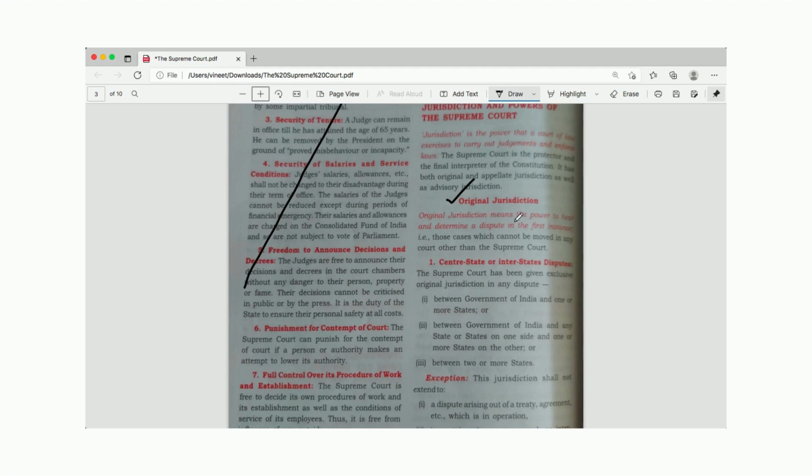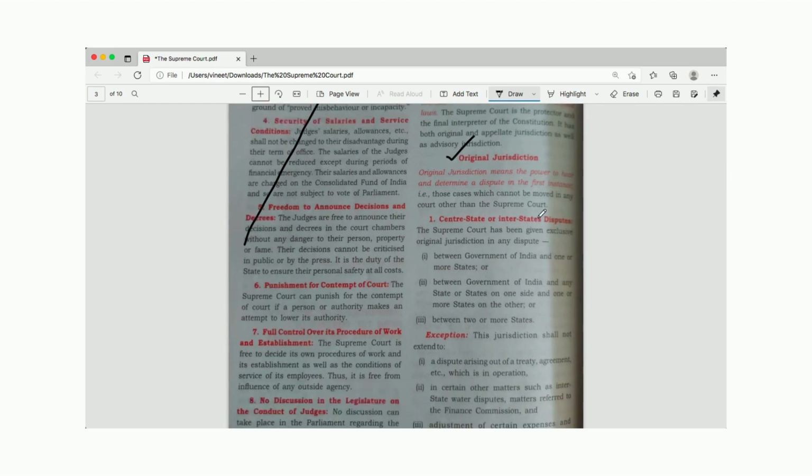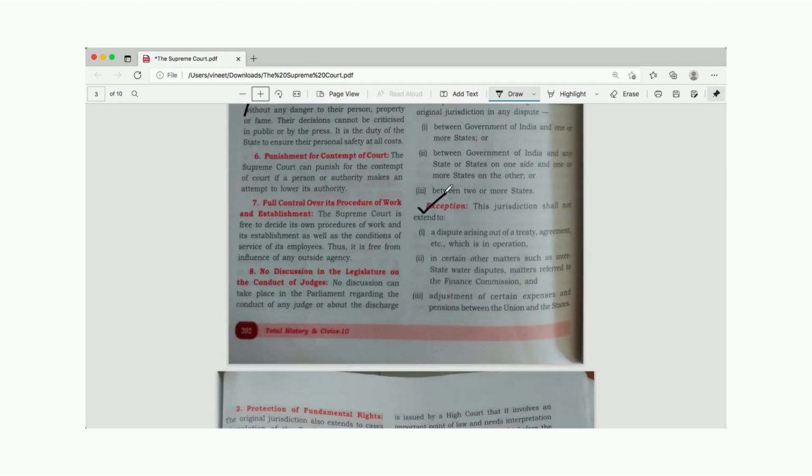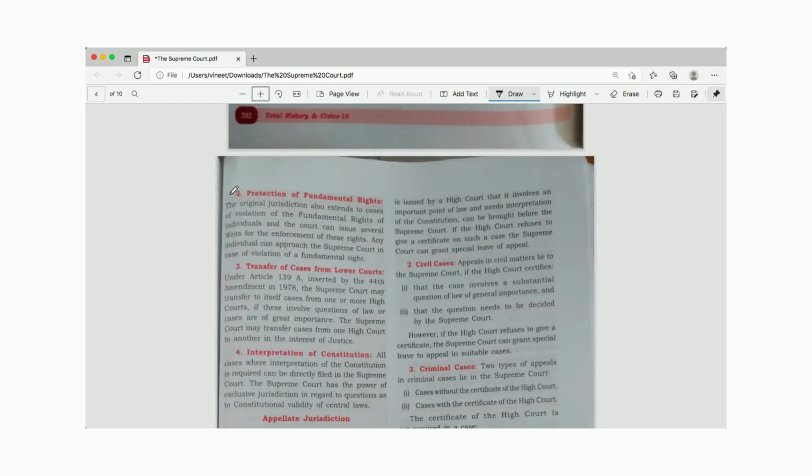Children, be prepared with 2 marks question based on what do you mean by original jurisdiction of Supreme Court, and also 3 marks question, what do you mean by original jurisdiction? Plus, you might have to give a few examples of cases which fall under the original jurisdiction of Supreme Court. So there are center state or interstate disputes. Also do the exceptions, I would say. Then second type of cases under original jurisdiction is protection of fundamental rights, transfer of cases from lower courts, interpretation of the constitution as well.